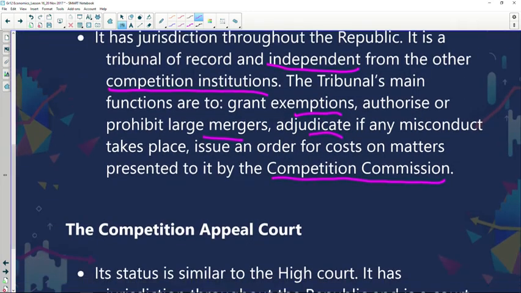So this is more of a legal structure that firms can approach if they are dealing with any issues of misconduct, or they want to be exempted from a particular clause in the Competition Act, but also if they feel that they should be allowed to form a large merger because they have the interests of the consumers and households at heart, so they might be granted that permission or it could be authorized. But if they feel that it's all for selfish reasons, they might prohibit them from forming that particular merger.